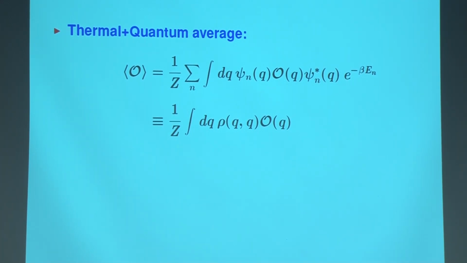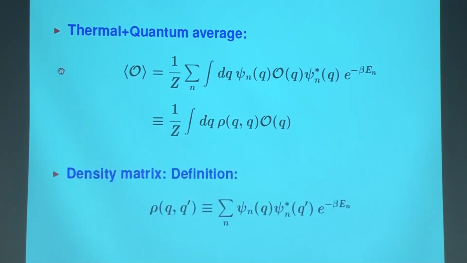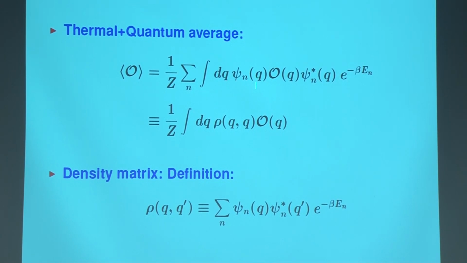But this expression can be written in a slightly nicer way. What you can do is that you have this O of Q written here, this is Schrodinger picture, and Q is just a multiplicative variable, and then the rest of the quantity, which is the integral and the sum, I define as a rho QQ, where I have defined a quantity rho Q Q prime as psi n at q, psi n star at q prime, e to the minus beta E n, summed over all n.